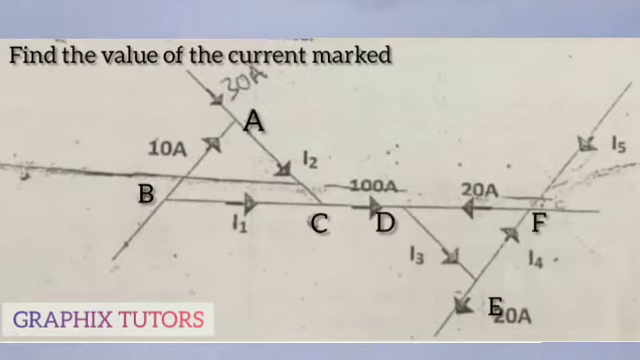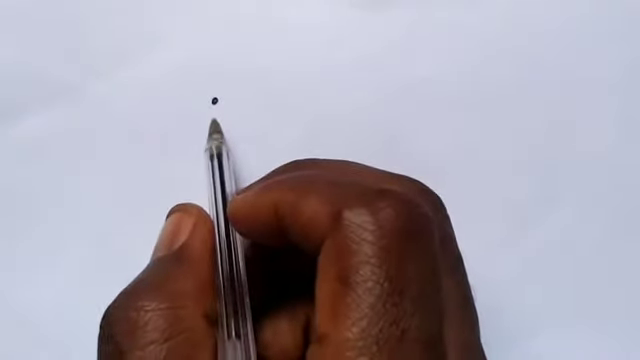One of the ways, or the only way we can really look for the value of the current marked is by applying KCL, Kirchhoff's current law, right? And what does the law say? The law says that the total current entering into a node is equal to the total current leaving the node. That means the algebraic sum of all current into a node is equal to what? 0, right?